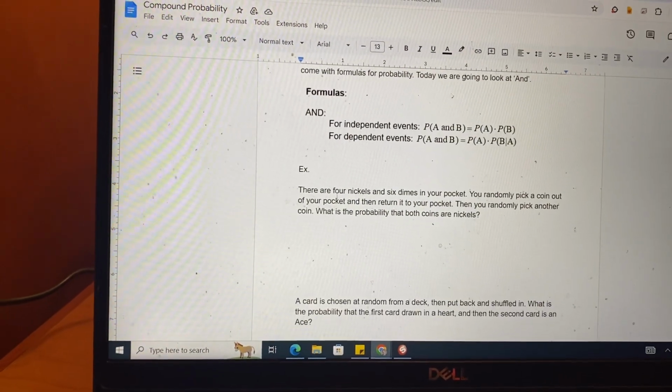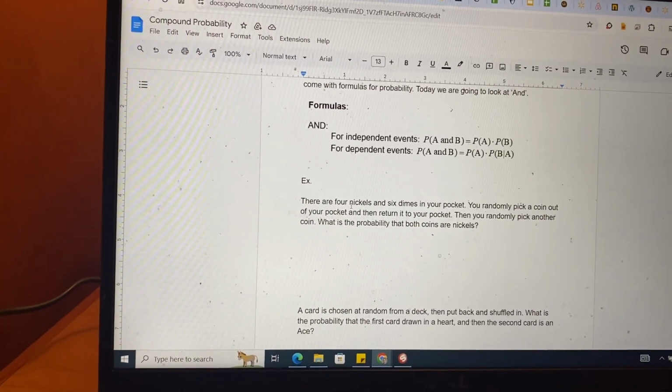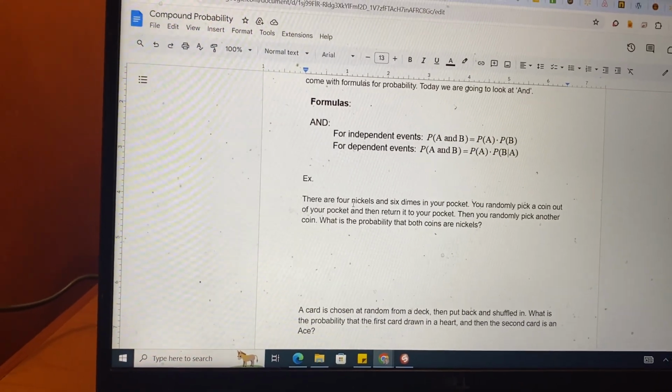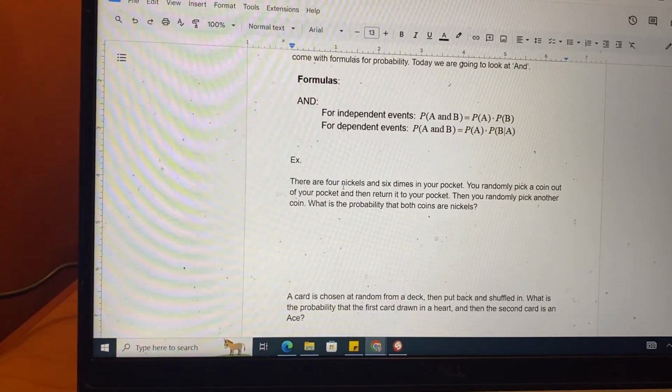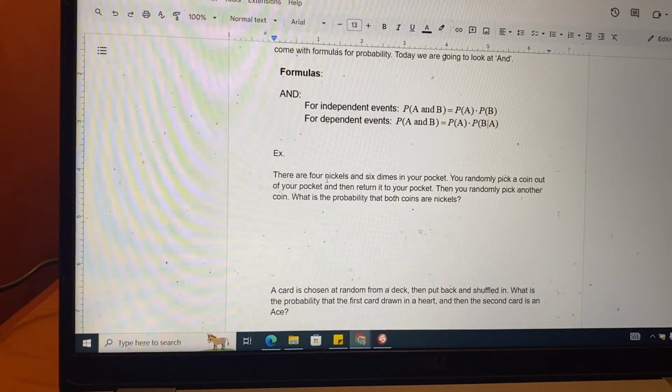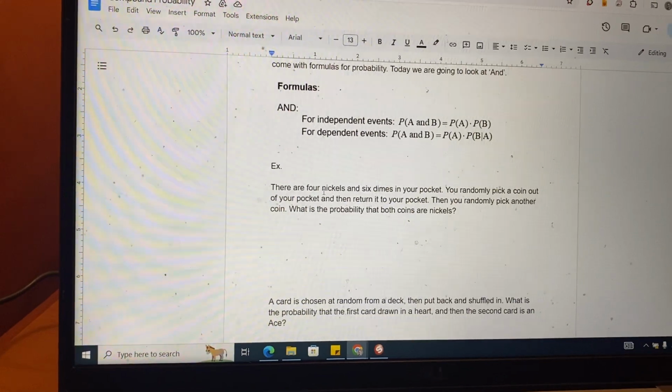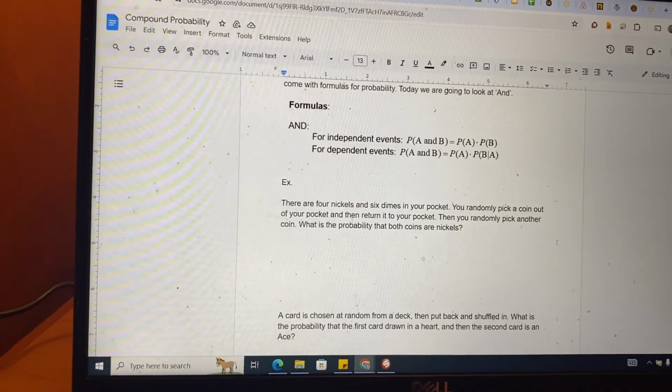So this first one is our example. There are 4 nickels and 6 dimes in your pocket. You randomly pick a coin out of your pocket and then return it to your pocket. Then you randomly pick another coin. What is the probability that both coins are nickels? It's independent in this case. So it's kind of important that you understand that.